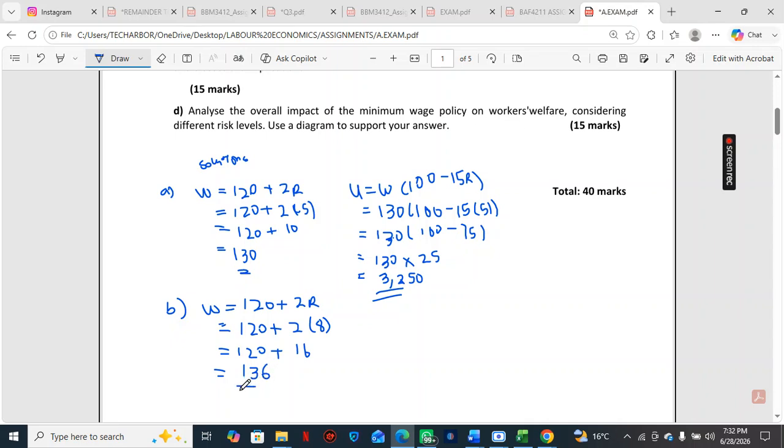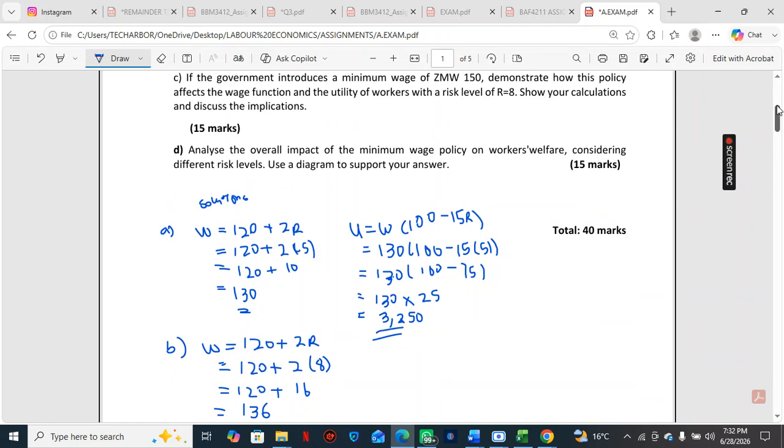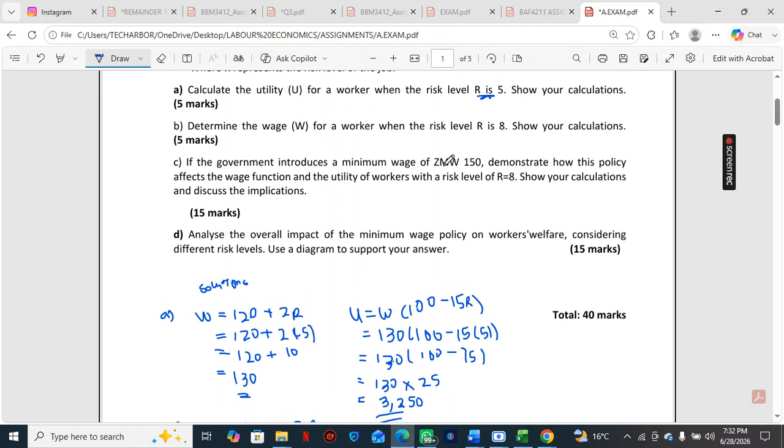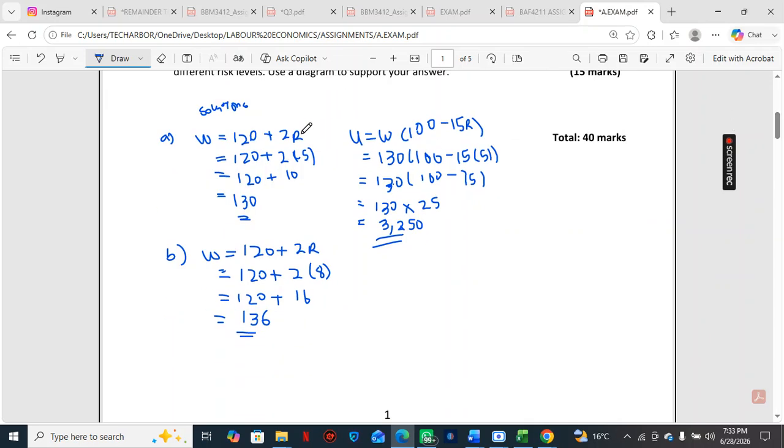So the wage is 136. Now the question is not asking us this, but as you are going to see in part D, we're going to be analyzing the relationship between risk and utility, and also the risk and wages. So as we've seen, when the risk goes up, also the wage goes up, right? So we can see there's a positive relationship between the risk and the wage. But what about the risk and the utility?